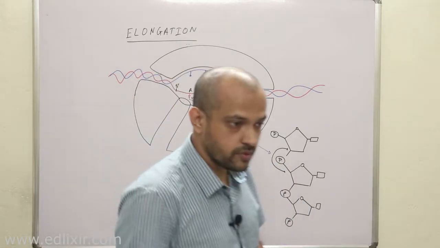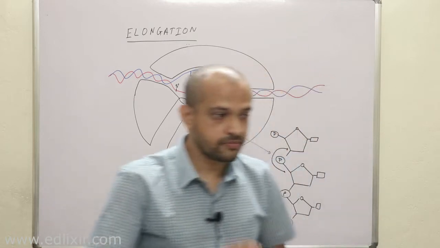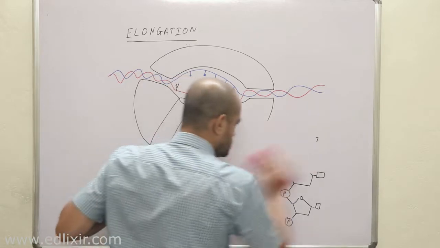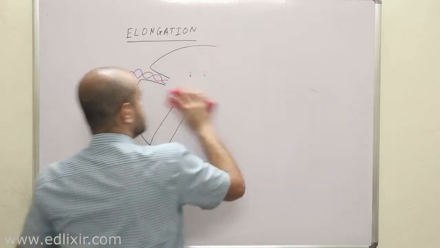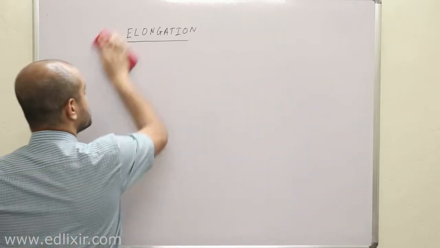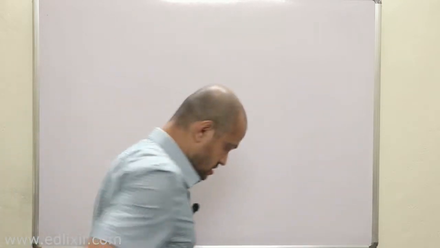Now, we will understand in detail what types of proofreading RNA polymerase uses, okay? Now listen, there are actually two models of the proofreading mechanism of RNA polymerase, okay?